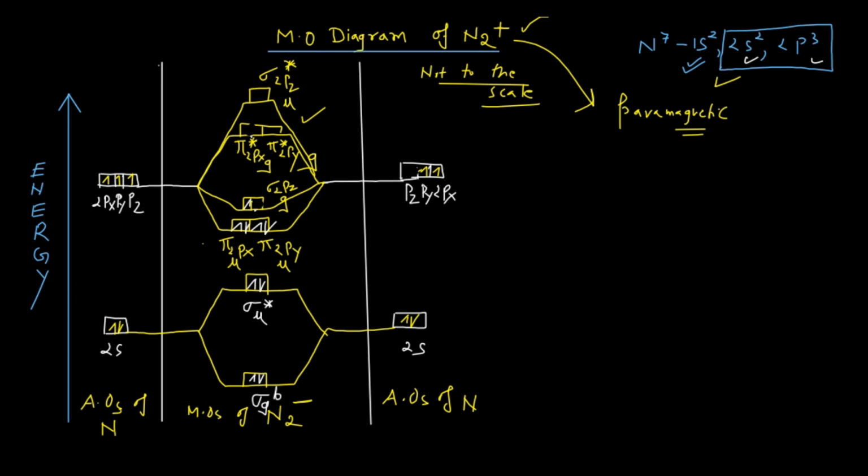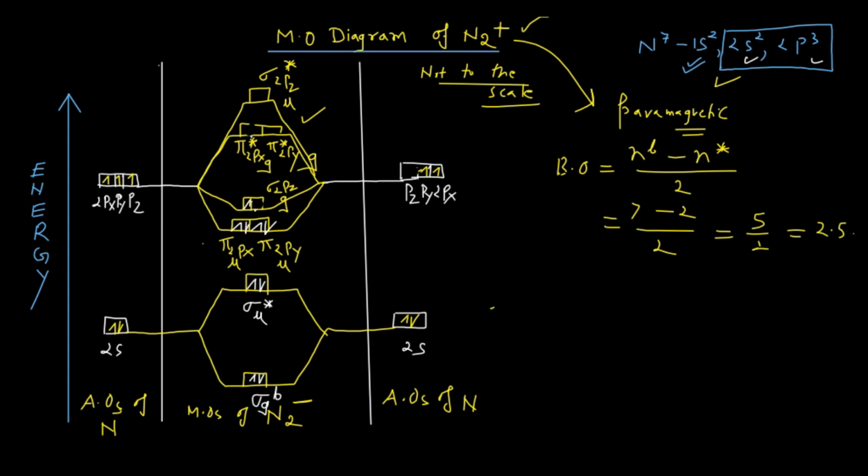And see, if you calculate the bond order, how will you calculate the bond order? Number of electrons in the bonding molecular orbitals minus number of electrons in the anti-bonding orbitals, over 2. So number of bonding electrons you can calculate: 2, 2, 4, 2, 6 or 1, 7. So you will write 7 here minus number of electrons in the anti-bonding. Only 2 anti-bonding electrons are there, so you'll write minus 2. This will give you 5 by 2, which means 2.5.